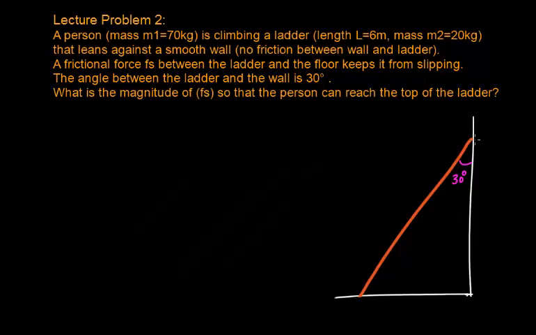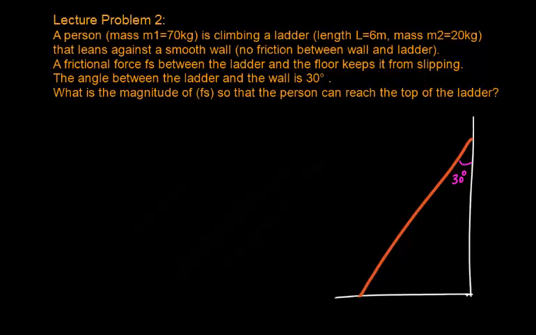Most of my questions related to ladders do not have friction with the wall. There is a friction, however, between the ladder and the floor, keeping it from slipping. The angle that the ladder makes with the wall is equal to 30 degrees, and the question is, what is the friction force equal to, so a person can go all the way to the top of the ladder without causing the ladder to slip?